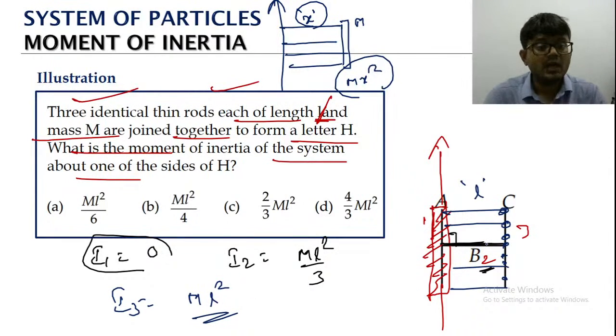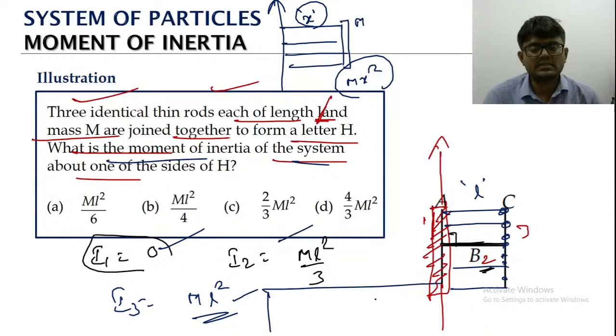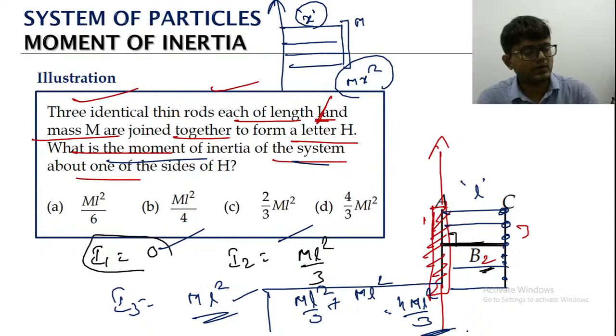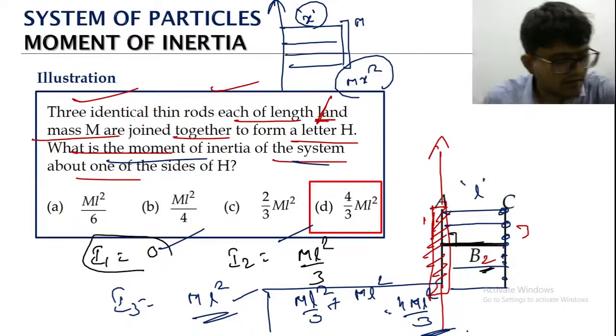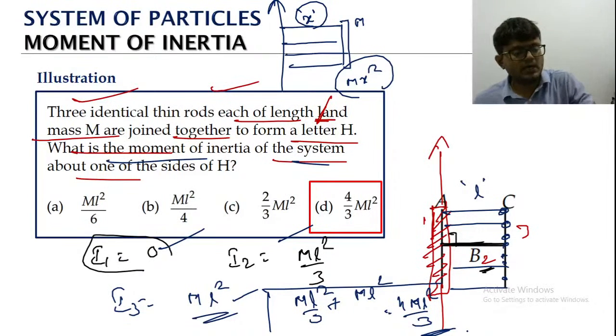Now we have to find the moment of inertia of the system, meaning the total: I1 plus I2 plus I3. The first is 0, so we don't have to add it. ML squared by 3 plus ML squared gives 4 ML squared by 3. Check it, guys. What is the answer we will be getting? Option D. Correct.